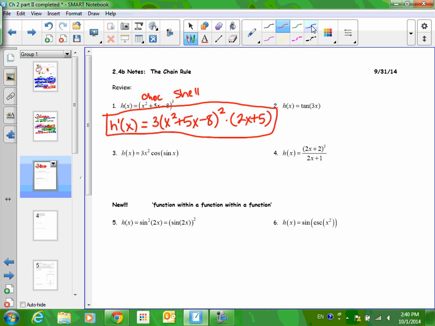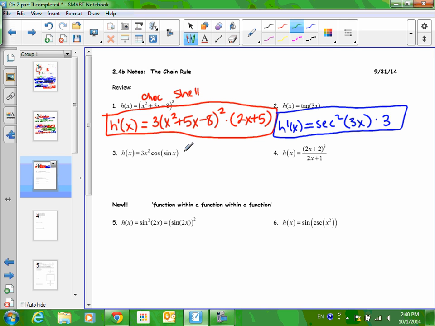Okay, question 2, you had to know what the derivative of tangent is. What is it? Secant squared. I love it. So h prime of x equals secant squared. Keep the 3x though. Then times 3. Okay? Take the derivative of the outside part, keep the inside part the same, times derivative of the inside part.